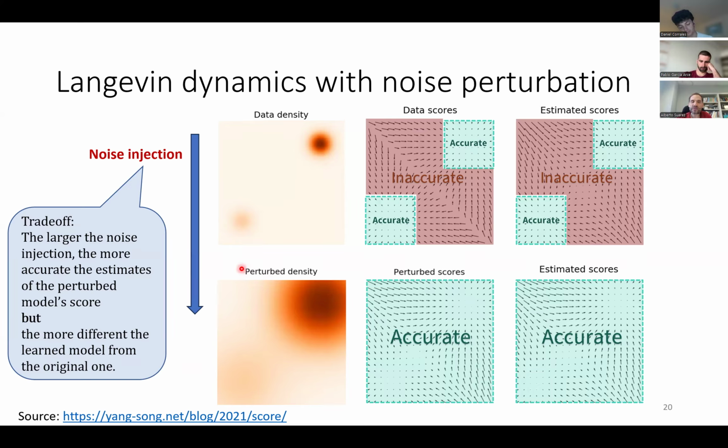And now I estimate the score, not of the original density, but of the perturbed density, which should be a simpler problem because I have samples basically in all the space, okay? If the noise is sufficiently large. Okay, so I have an accurate estimate of the score of the wrong distribution, the perturbed distribution, okay? I would like to have that one. Again, it's wrong, but it's relatively along the direction of the true density, which is the unperturbed one, okay?